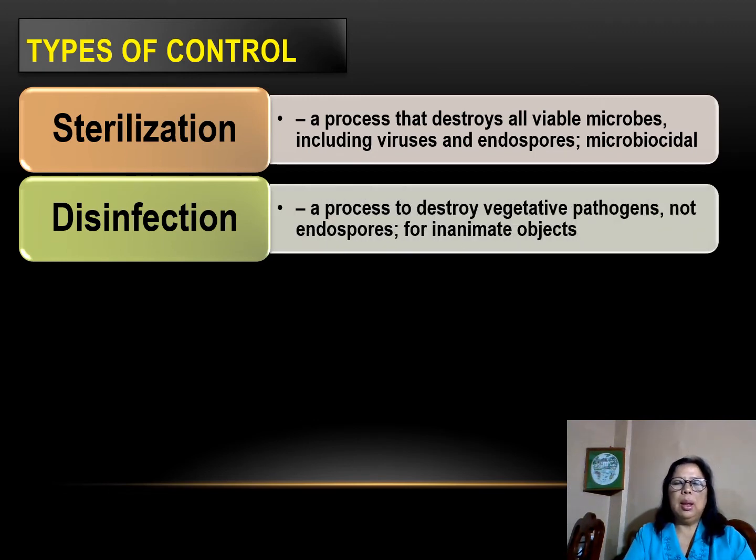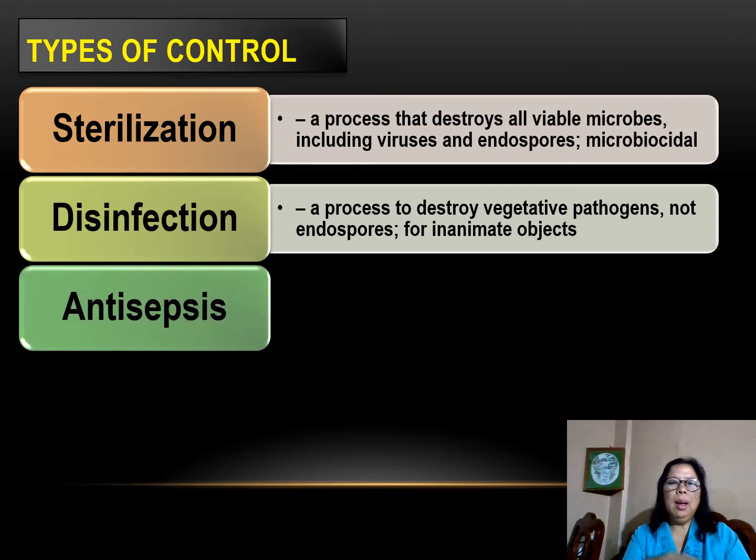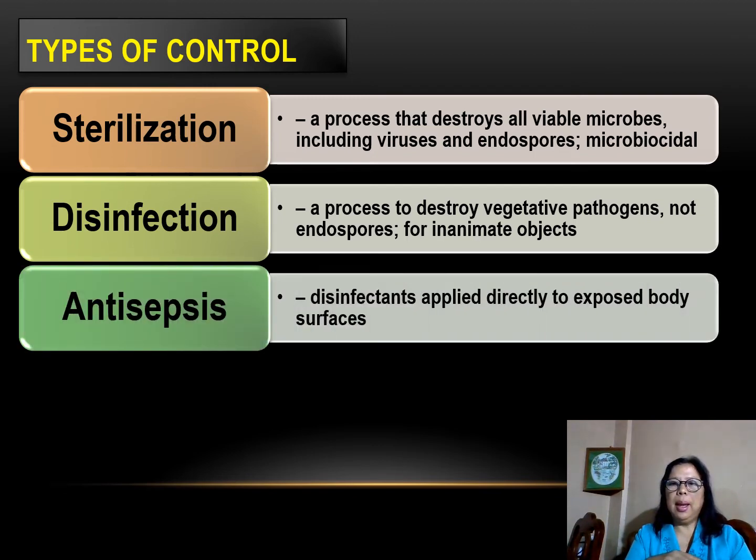Disinfection, a process to destroy vegetative pathogens, but not endospores. Disinfection is applied to inanimate objects, like the ball pen that you are using. If you apply alcohol, that is disinfection. To an open wound, if you apply hydrogen peroxide or the agua oxigenada, that is disinfection. Antisepsis, hence, we are trying to disinfect a certain exposed body part.